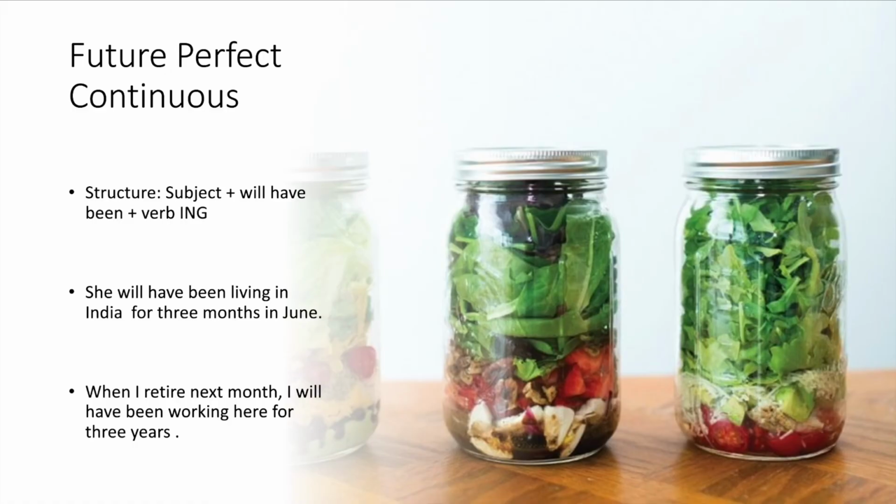Finally, we have future perfect continuous. This tense describes actions that will be continuing. You use this tense when thinking about the duration of an action to a certain point in time. The structure is subject plus will have been plus verb plus ing. She will have been living in India for 3 months in June. Or, when I retire next month, I will have been working here for 3 years.